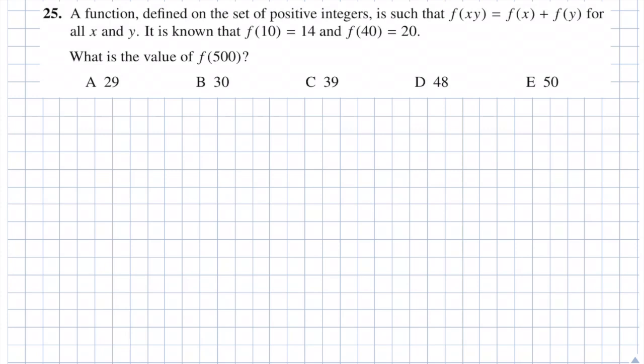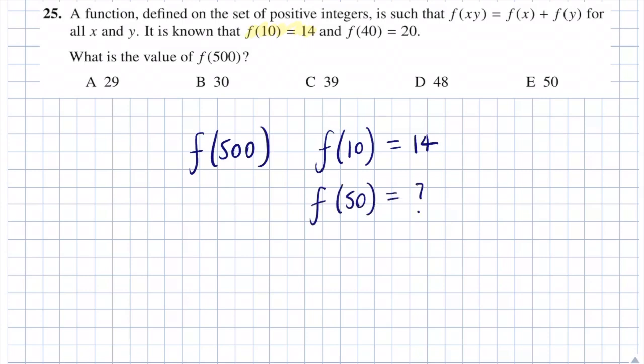So what this question is basically saying is, as a function, f of the product of x and y is equal to the sum of f(x) and f(y). So we need to find a value for f(500). Well, if that's going to be made up of the product of two terms x and y, we could use f(10) is equal to 14 and then find a value for f(50), because 10 times 50 is 500. But we've also been given this value for f(40).